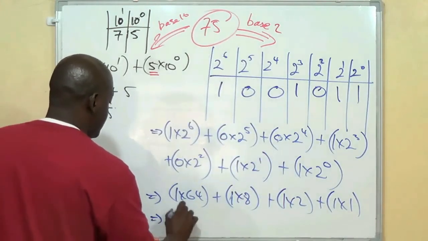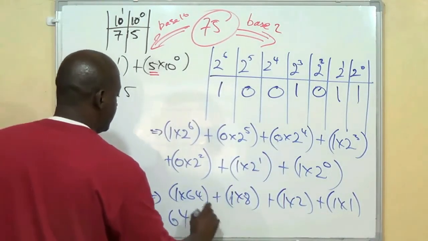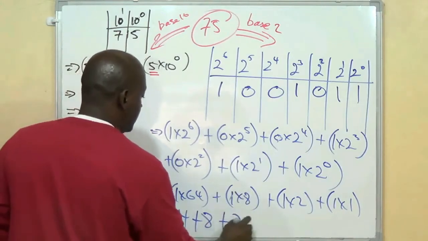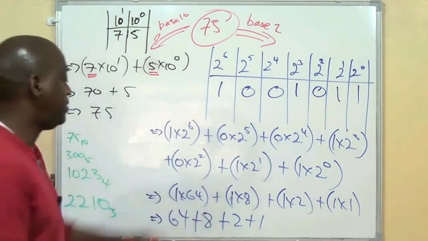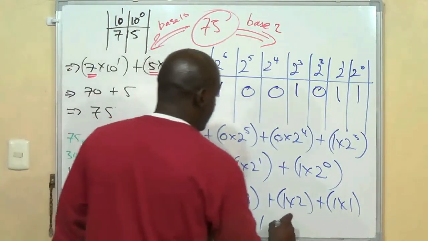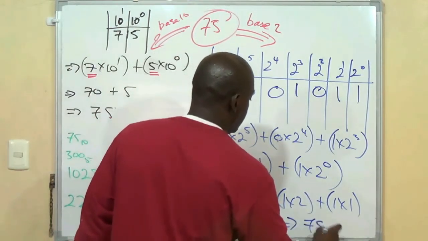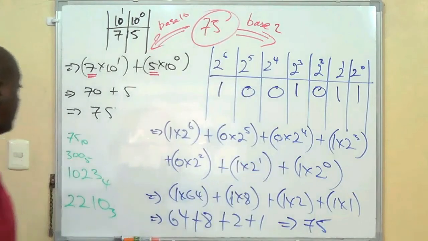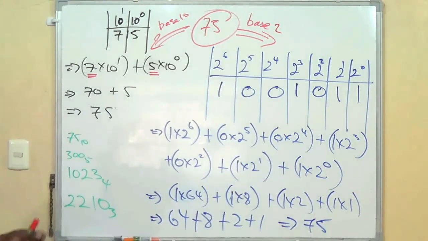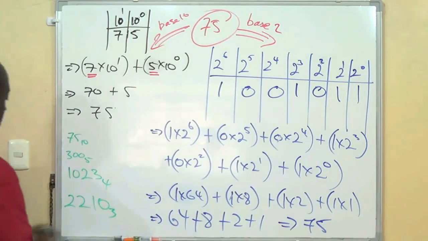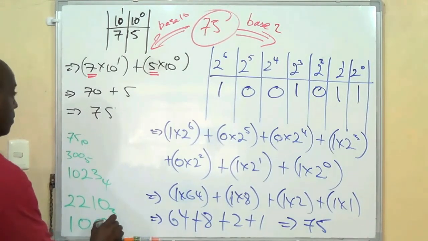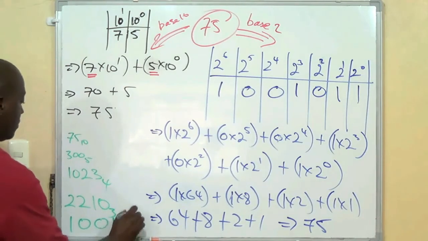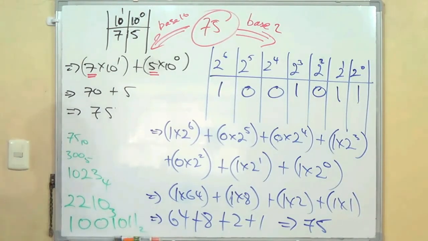1 by 64 is still 64. 1 by 8 is still 8. 1 by 2 is still 2, and 1 by 1 is 1. 64 and 8 is 72. 72 and 2 is 74. 74 and 1 is, guess how much? 75. So 75 in base 2 would be 1 0 0 1 0 1 1 in base 2.